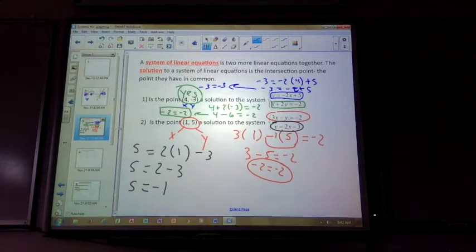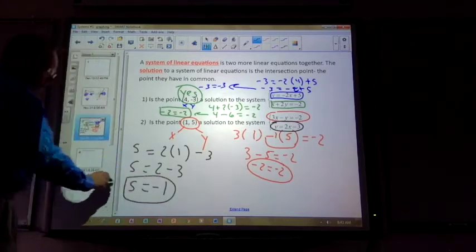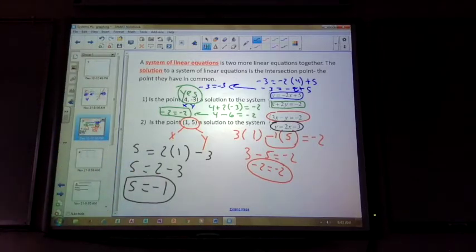Ray, is 5 equal to negative 1? No. This is absolute nonsense, right? That's not true.